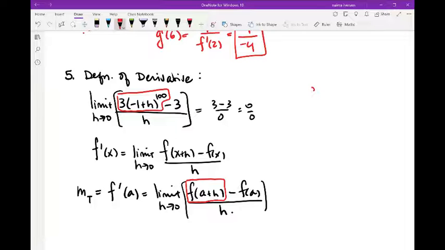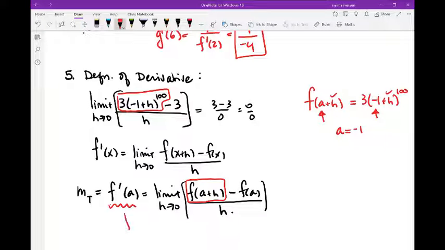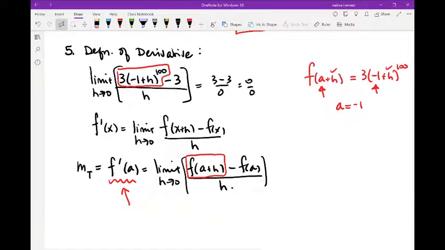So what we're saying is that f of a plus h is really equivalent to writing 3 times (-1 plus h) to the power of 100. The h's are the same, which means that if you look inside the brackets, it's telling you that my a value is -1. And so what we're really looking for, whatever function we're dealing with, is f prime of -1, and that's going to give me the slope of the tangent line. That's the goal, f prime of -1.